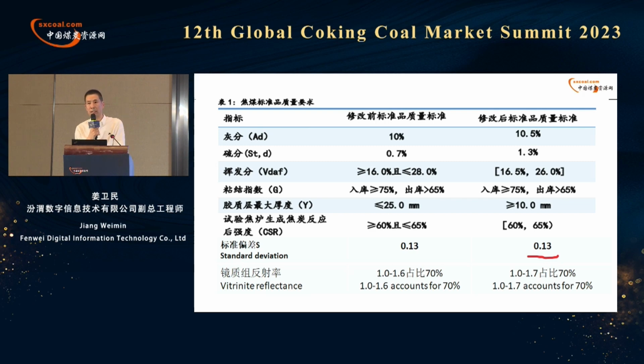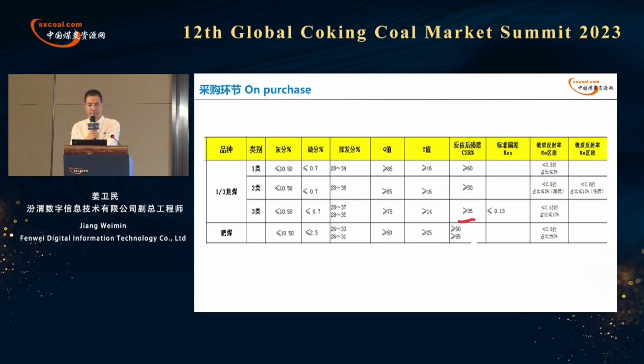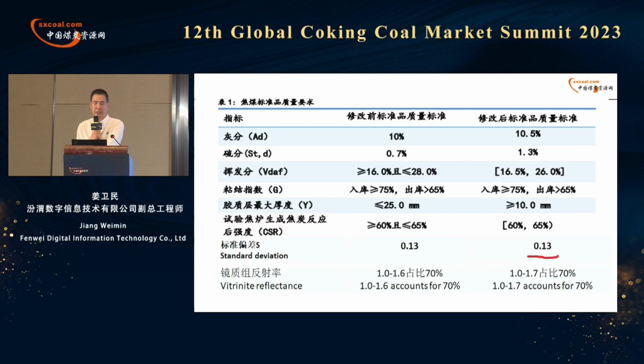For 10% of volatile matter, you can either go thin or go fat, and you definitely go thin because it's much cheaper. Even at 0.2, the proportion is 70%. So this is about coking coal.